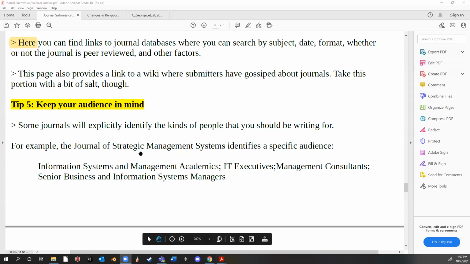Let me get to the last 2 points so we can get folks out of here too. So the last 2 tips we have, and this is related to everything we talked about, keeping your audience in mind. Some journals will actually explicitly identify the kinds of people you'll be writing for. You saw earlier when we looked at the Journal of the American Academy of Religion, they said, write for the whole field, but don't dumb it down.